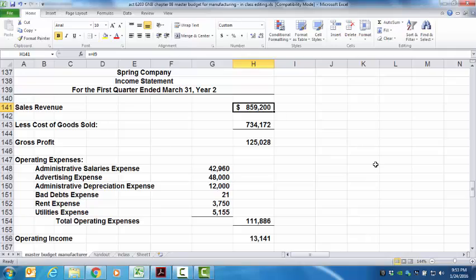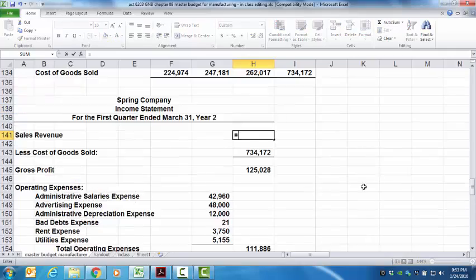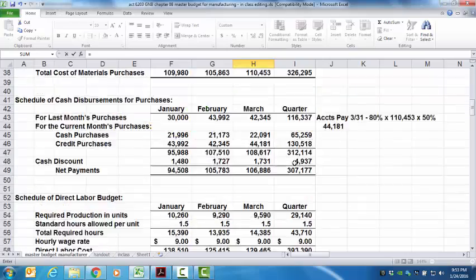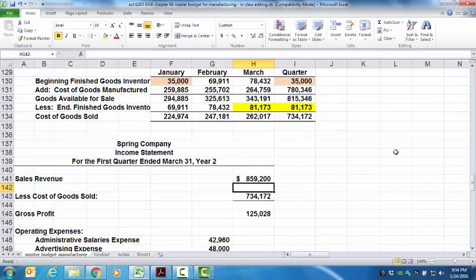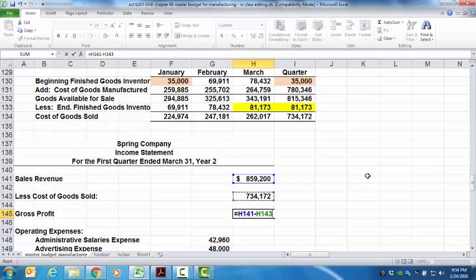Our sales revenue, of course, will go all the way back to the sales budget, and we will pick up the quarter amount. The cost of goods sold, well, it will stem from right here. We just did the cost of goods sold budget. And then the gross profit is just the difference between those. And we saw that relationship a little bit ago as well.